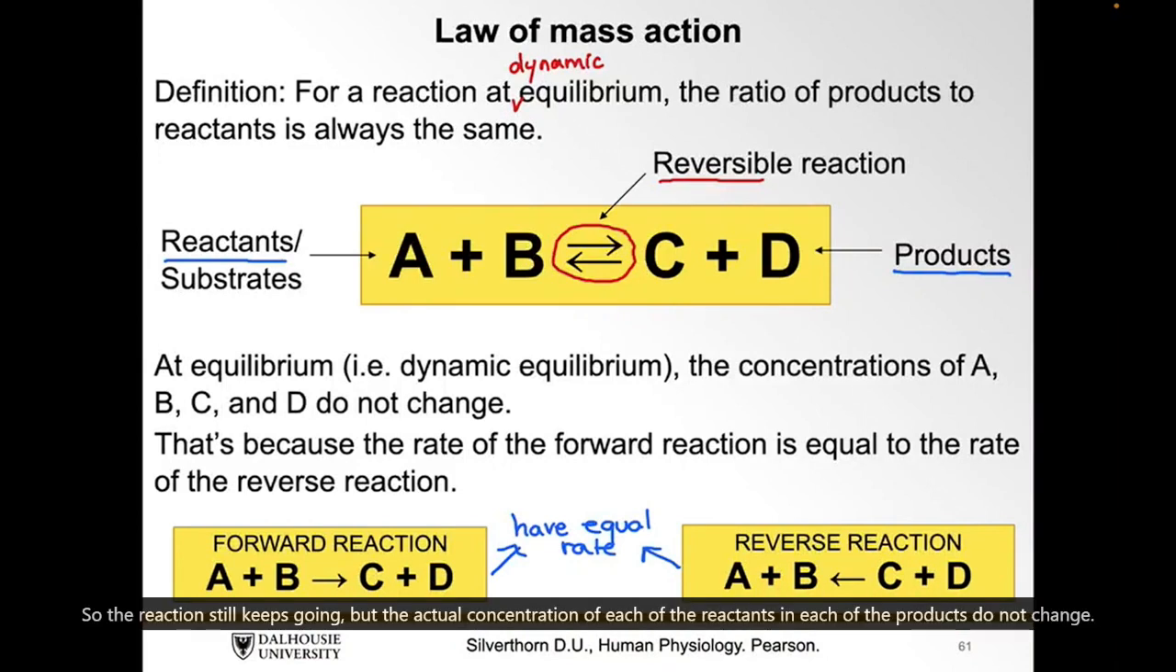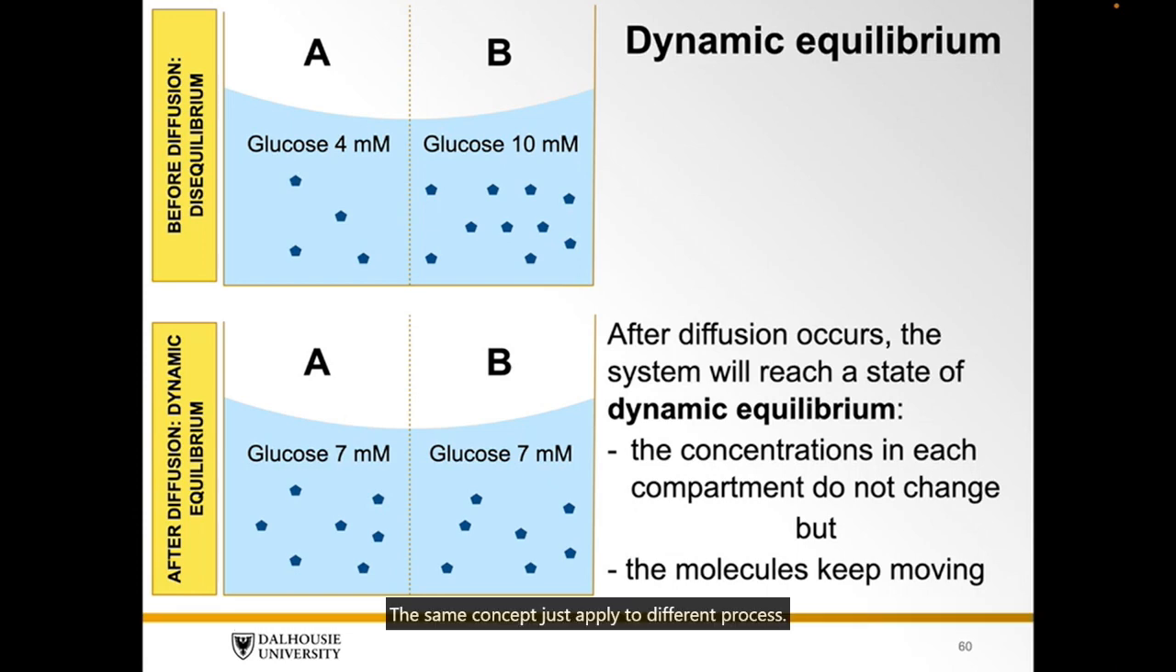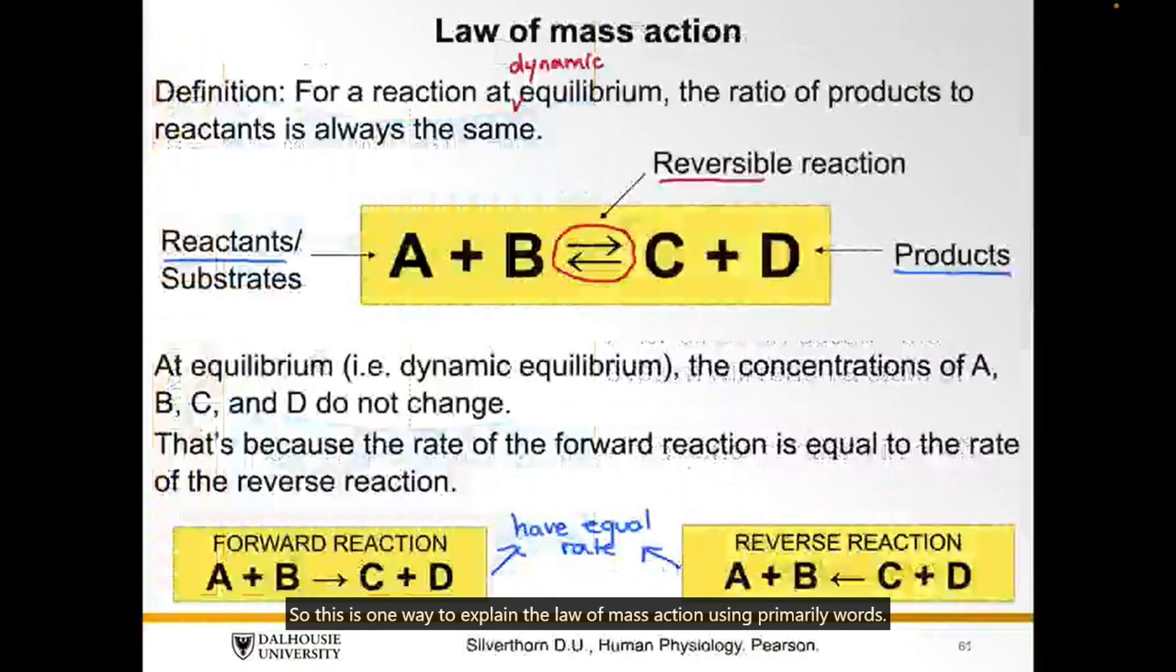So the reaction still keeps going, but the actual concentration of each of the reactants and each of the products do not change. Hopefully you can see that this concept is very similar to the dynamic equilibrium that we discussed when we discussed diffusion. It's the same concept, just applied to a different process. So this is one way to explain the law of mass action using primarily words.